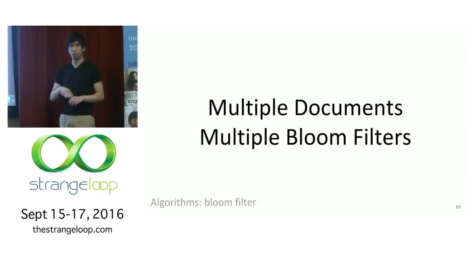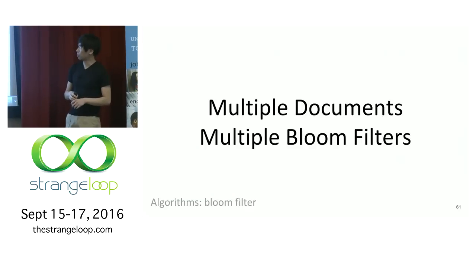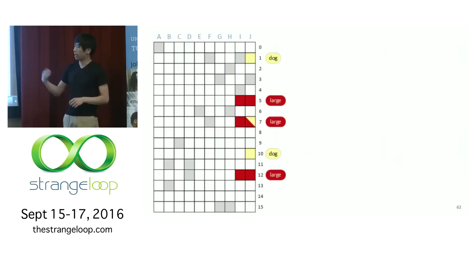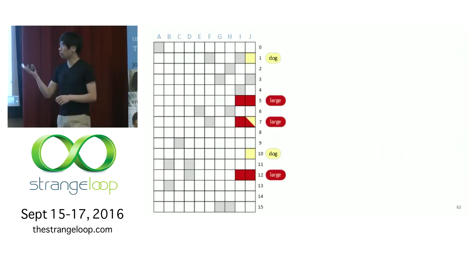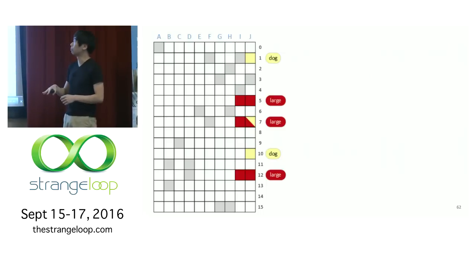But we said we want to have an index of multiple documents, right? Basically the entire internet. So how do we do that? For all documents, we can use multiple Bloom filters. So here's a diagram that looks at 10 documents. So each column is a document. Columns are labeled A through J. And as before, rows are these abstract things you can hash to that don't mean anything in particular.